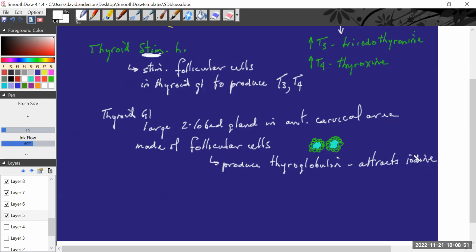If a baby is born deficient in T3, T4, they can become mentally delayed, severely mentally delayed. And they can have all kinds of growth disturbances and so on. And we'll see a little bit why when we look at the functions, but right now we're looking at production.